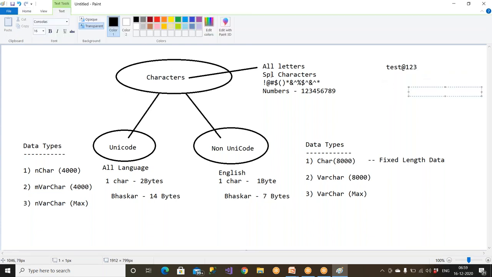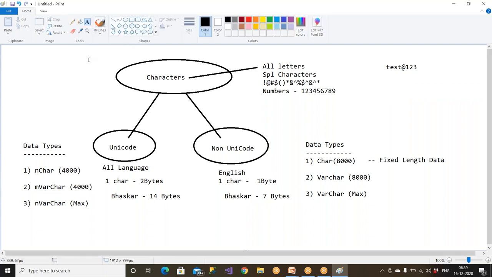So characters means all these things are supported. Remember this point. Clear? It supports all letters of all languages, special characters, and numbers as well, all included in the characters only. So char occupies fixed length data. The length of the data should not change. For example, in India, my phone number, my postal code. My phone number is 10 digits, and everyone else's phone number will have 10 digits.